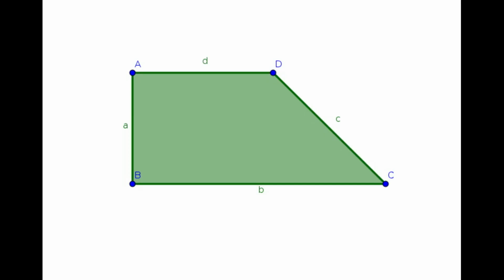Let us know about the trapezium. In one type of trapezium, two angles are equal to 90 degrees. One pair of sides is parallel to each other. When we draw diagonals, we won't get any similar triangles.